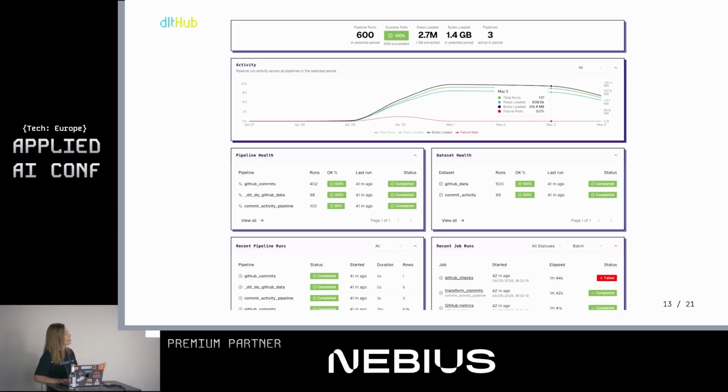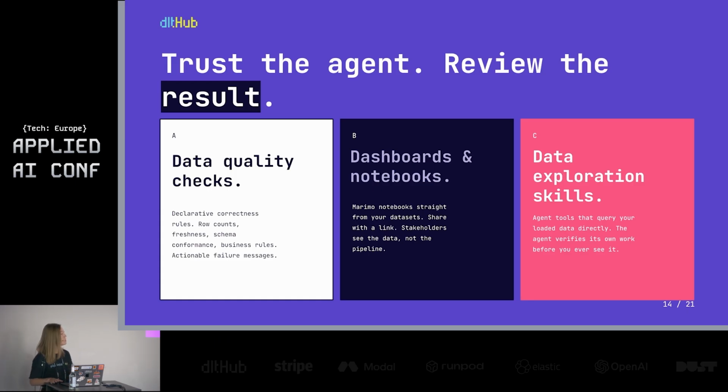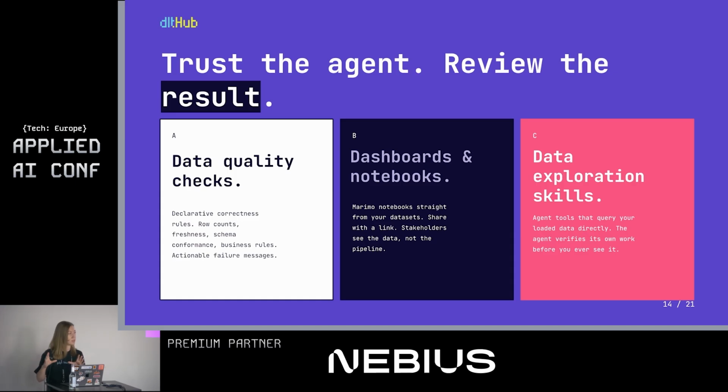And dltHub is not only the CLI, it's also a very extensive data platform. You can use it for observability, for monitoring, for sharing, and just for health checks and so on. So the main point will be: trust the agent, but review the results. And dltHub Pro actually gives you the opportunity to get the results directly and review them.